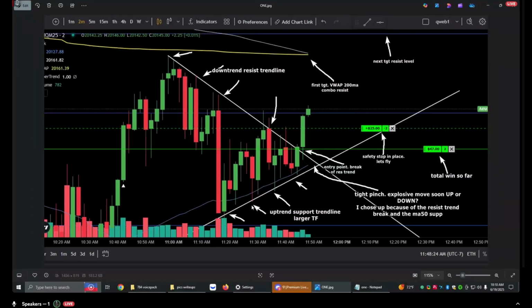The setup for the pinch was being respected as the range continued to get tighter and tighter. Eventually, a big move was going to happen, but which direction? The stock broke above my resistance trend line near the end of the pinch and made its move up. I also had the moving average 50, the 50 MA, which is this blue line right here, working as another form of support. And then here's the chart with information.